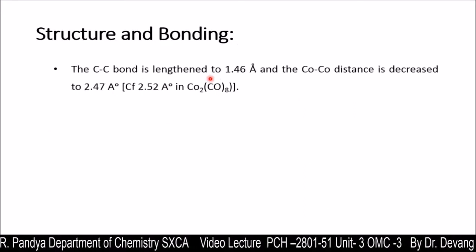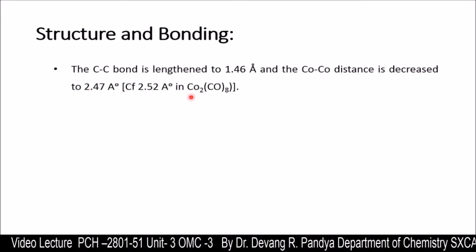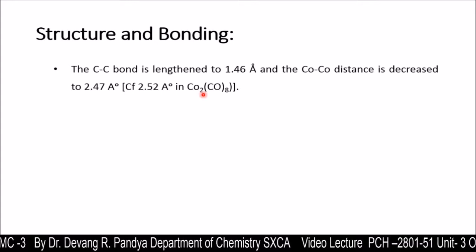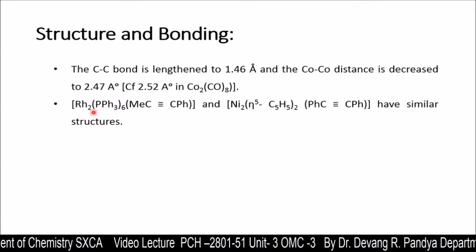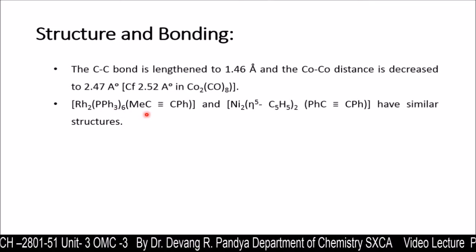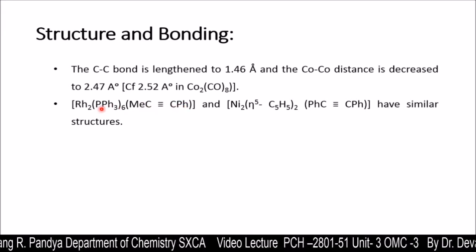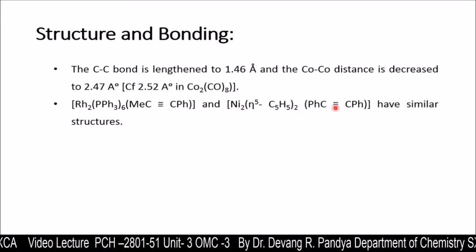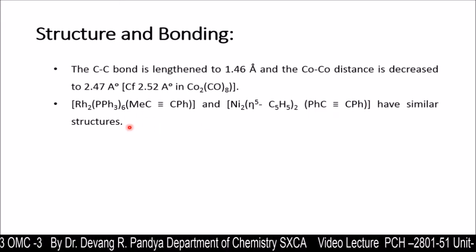Now the C-C bond is lengthened to 1.46 angstrom, and the cobalt distance is decreased to 2.47 angstrom, as you can see in the example of the octacarbonyl dicobalt complex. When you have this rhodium hexa triphenyl phosphine ligand with an acetylenic group, where one side is a methyl substitution and the other side a phenyl substitution, attached to this rhodium complex, and for the nickel complex as a bicentric nickel complex, we are going to have the biphenyl acetylenic group, giving a similar kind of structure to the one we have seen above.